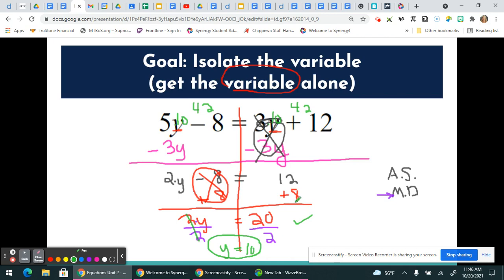We're going to be working with variables that we have on both sides. So our first job is going to get the variable alone. So what we have to do is we either have to add or subtract our variables on one side, and I like to pick the smaller one so that I don't have to deal with any negative variables. Okay, so that's going to be our work today.